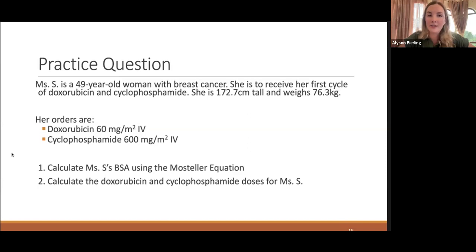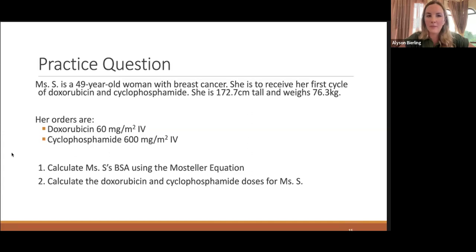Her height is 172.7 centimeters tall, and her weight is 76.3 kilograms. The orders for this patient are for doxorubicin 60 milligrams per meter squared, and cyclophosphamide 600 milligrams per meter squared. So the first step in determining the chemotherapy doses is to calculate Miss S's body surface area. We're going to do that using the Mosteller equation from the previous slide.